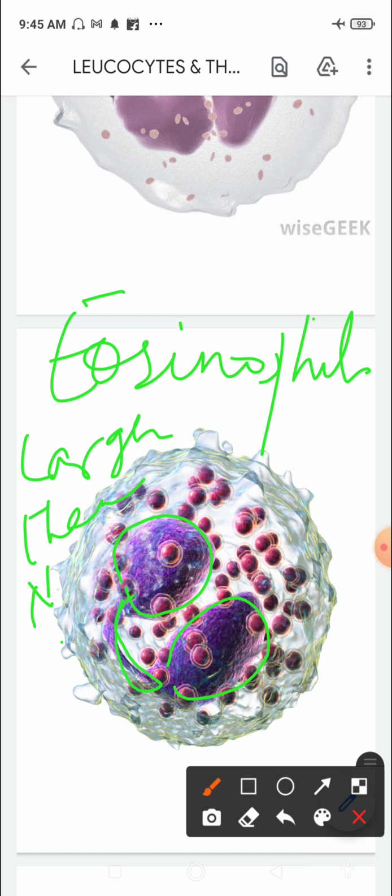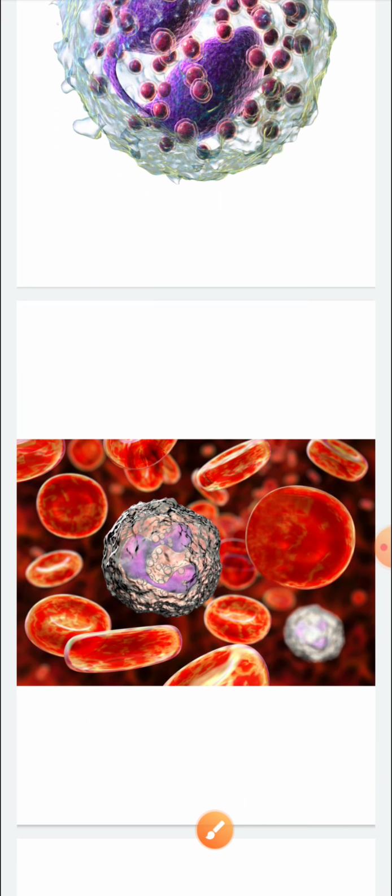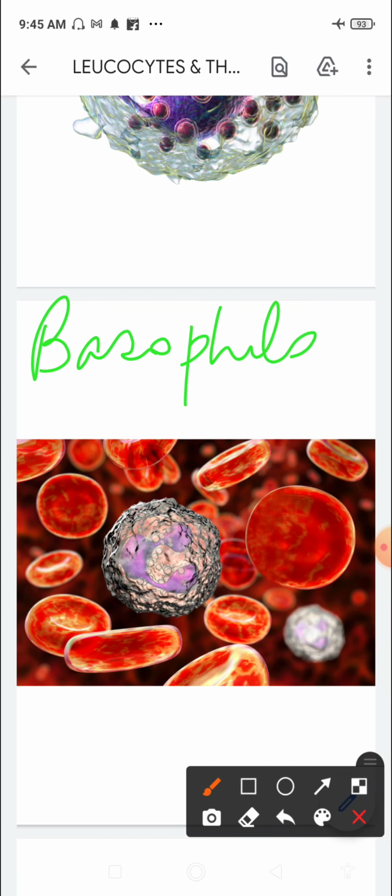So when a person suffers from all these, the eosinophils are increased in number, right. Next are the basophils, right. You can see here, these are the basophils, and they are the least common leukocyte, less than 1% of the total leukocytes that circulate in the blood.